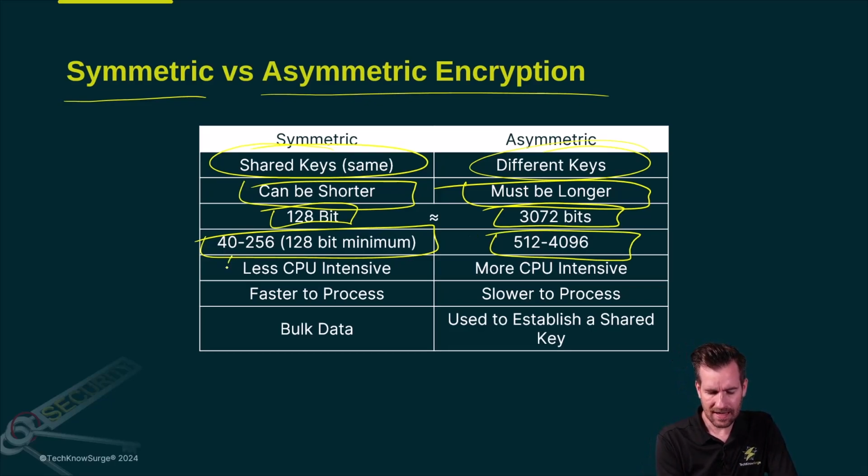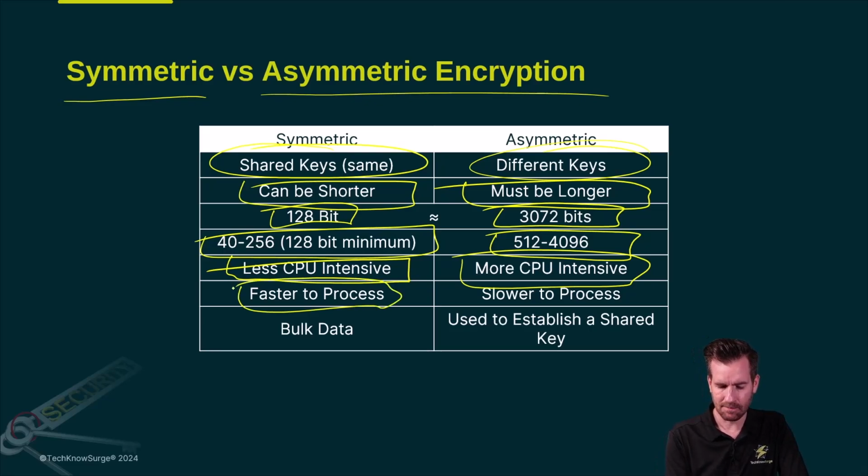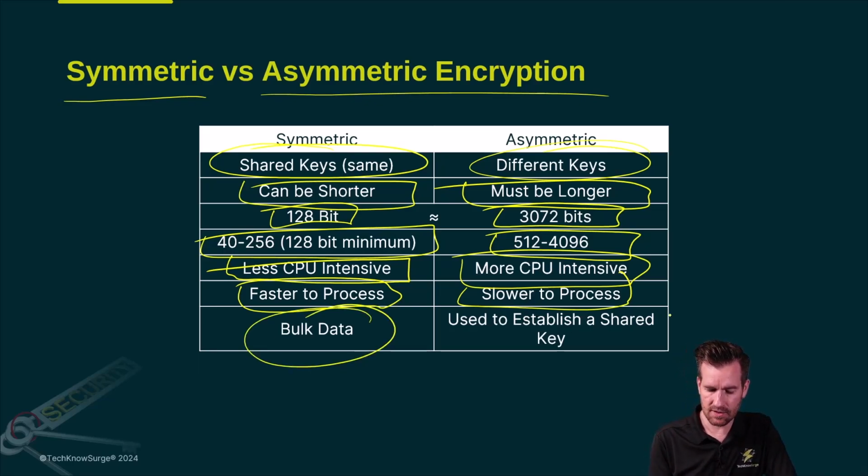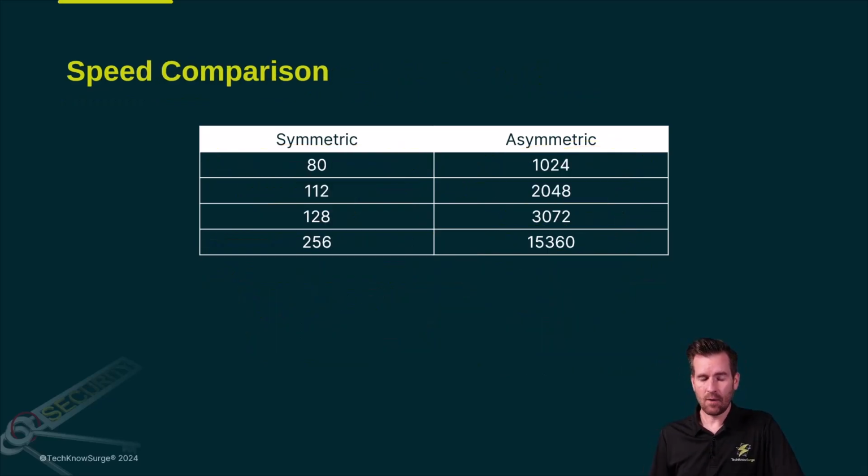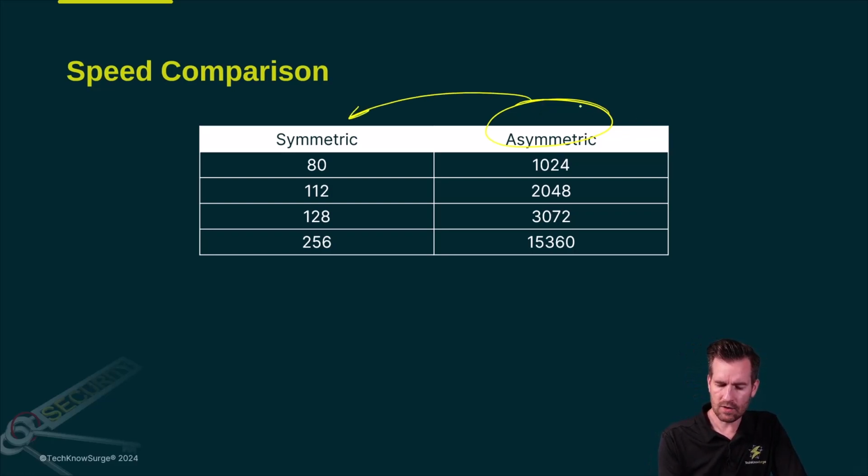Because symmetric keys are shorter, it's much less intensive on your resources, versus asymmetric is much more intensive and takes a lot more CPU power to figure things out. So it's faster to process symmetric and slower to process asymmetric. So that's one consideration when you're selecting, do you want something that's symmetric or asymmetric? And then this can do bulk data versus this is usually used to establish a shared key. What it means when asymmetric is used to create a shared key is that because asymmetric takes so much longer to process than symmetric keys, we use asymmetric keys to establish a connection and then share a key that will then be a symmetric encryption after that.